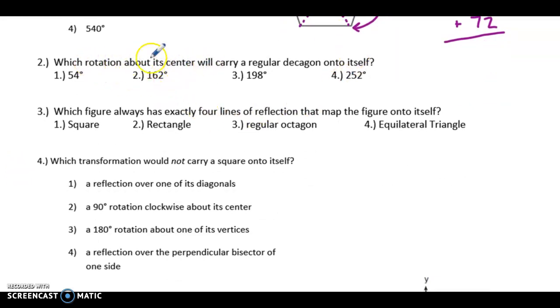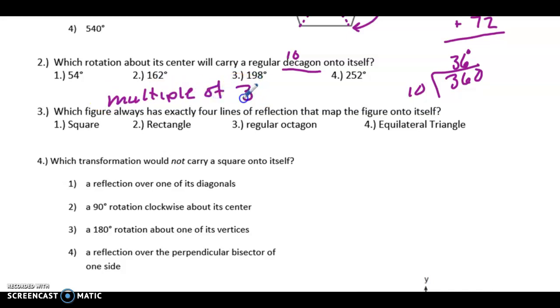Question number 2 says, which rotation about its center will carry a regular decagon onto itself? Well, you need to know that a decagon has 10 equal sides if it's a regular decagon. So you're going to do 360 divided by 10, and you're going to get 36. So in this case, you're looking for which one of these is a multiple of 36. Okay, that's an F there. Again, I'm not going to do it for you. I'm going to have you try that on your own.